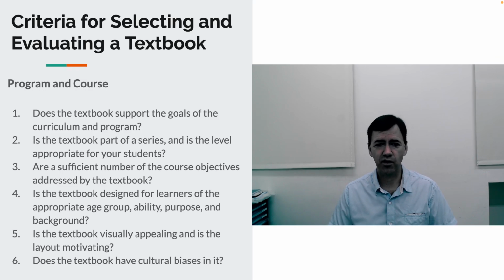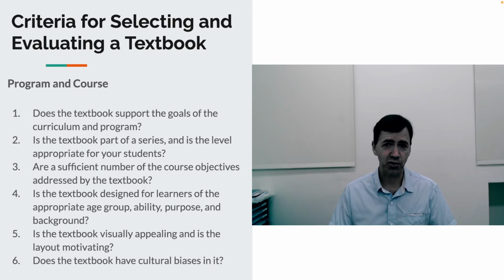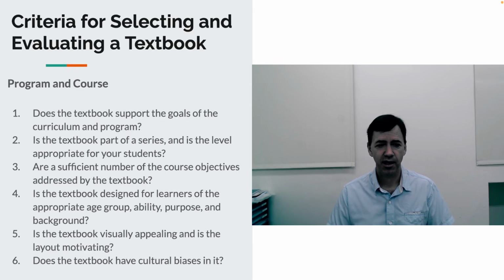Are a sufficient number of the course objectives addressed by the textbook? Remember, you write your objectives first and then choose your textbook. Is the textbook designed for learners of the appropriate age, group, ability, purpose, background? Is the textbook visually appealing, and is the layout motivating? Like when students open it, do they feel like, wow, this is pretty cool, I want to learn about this? Does the textbook have cultural biases in it? If it does, of course, you don't want to use that kind.